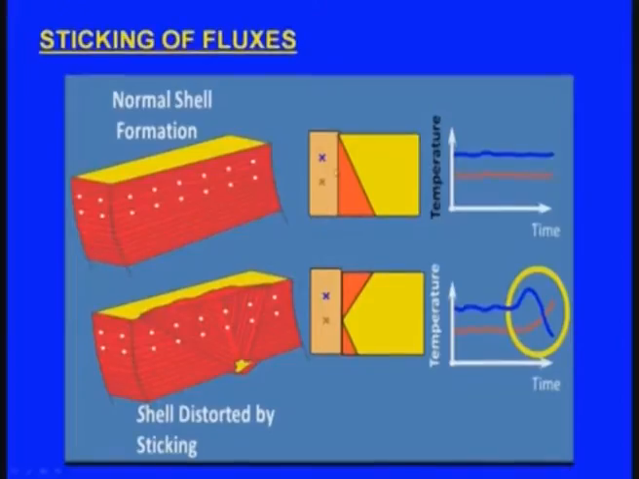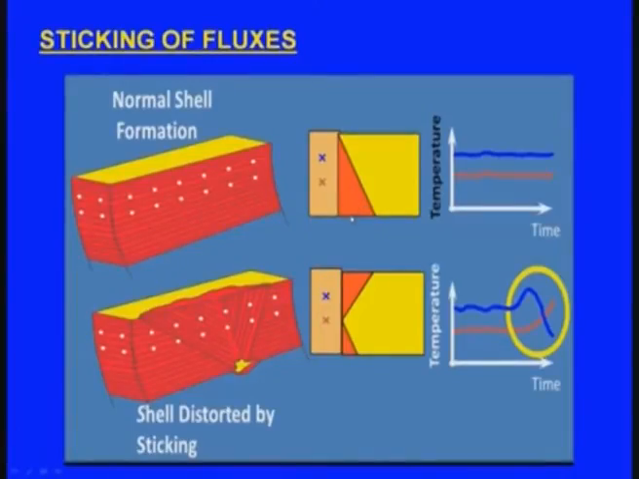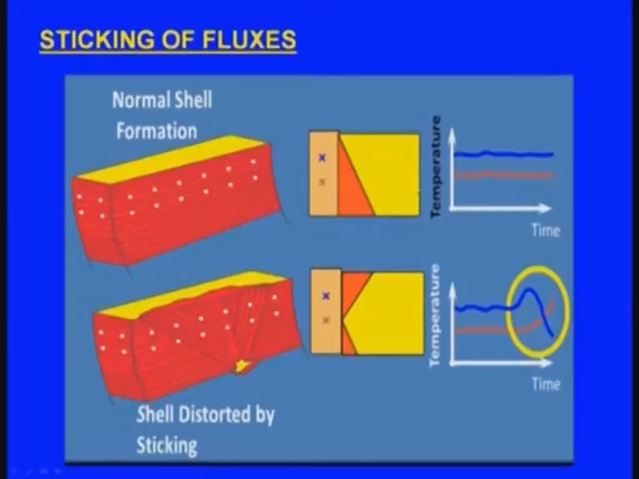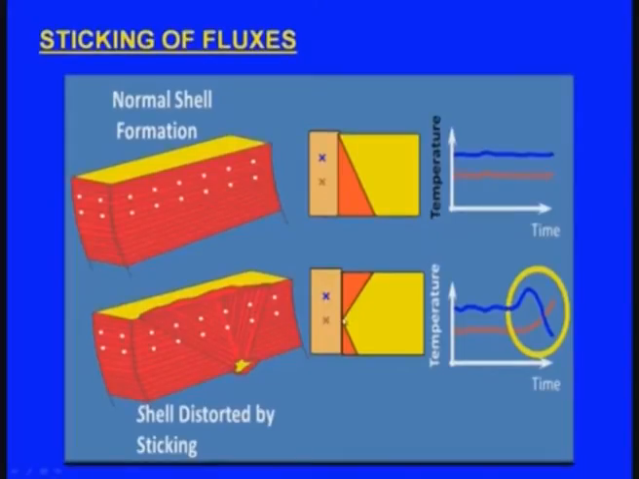Yes, sticking of the fluxes will be like this. This is the mold and this is the molten metal. As the molten metal is going down, this red colored one indicates the solidified portion. Now, what happens if there is no sticking? It looks like this. So, this is the normal shell formation, but shell distorted by sticking. What happens here? The shell is sticking to the mold. If that be the case, it becomes like this. So, here there is a damage to the shell. So, this is due to the sticking of the fluxes.